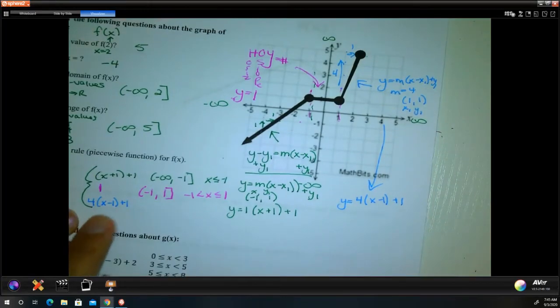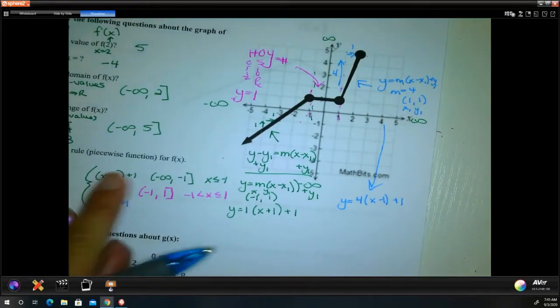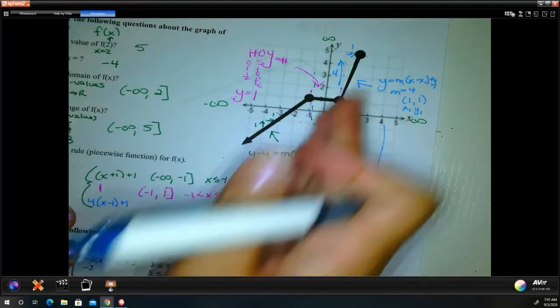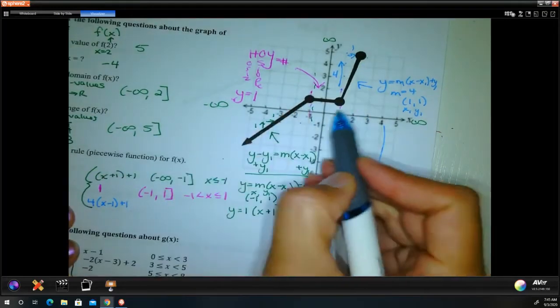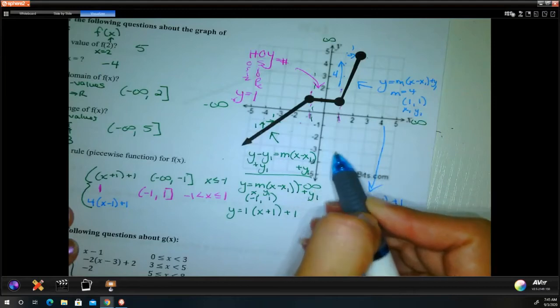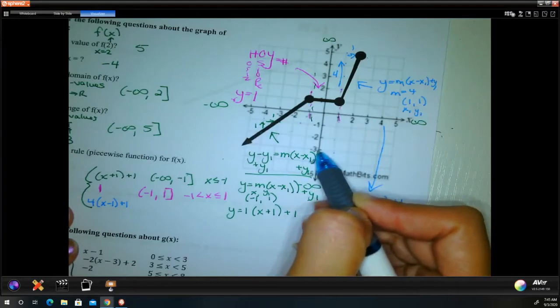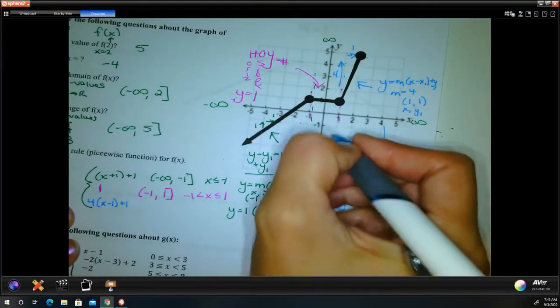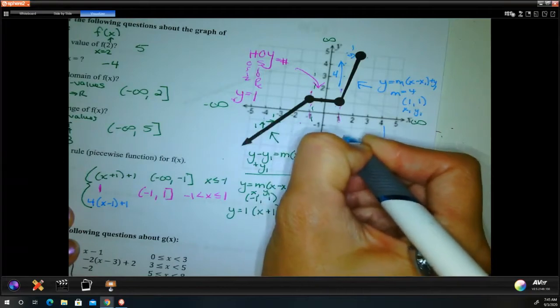You could write this in a lot of different forms, as long as when I get it out, it's going to be the same thing. So you could have gone down 4 over 1 and found the y-intercept would be negative 3, and have this as y equals 4x minus 3.